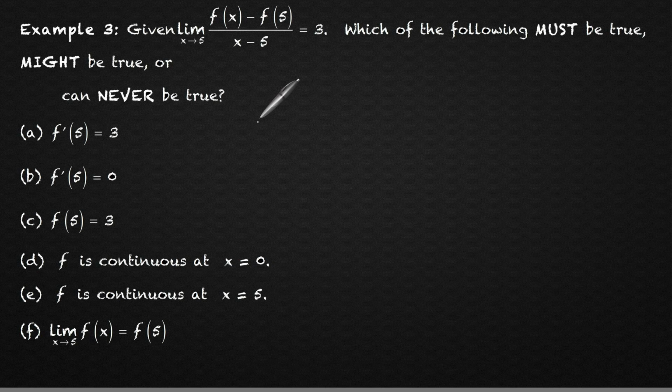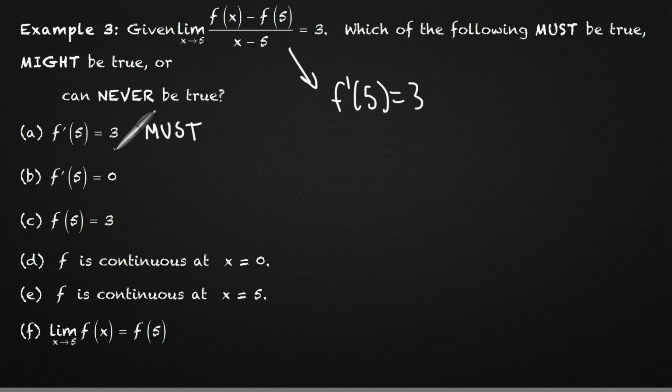Okay, example 3. We are given the limit as x approaches 5 of f(x) minus f(5) over x minus 5 equals 3. Which of the following must be true, might be true, or can never be true? Okay, so we recognize this to be the alternate form of a derivative. Basically that's just going to mean that f'(5) = 3. The slope of this unknown function at the point x = 5 is going to be a slope of 3. So here we'll say this must be true.